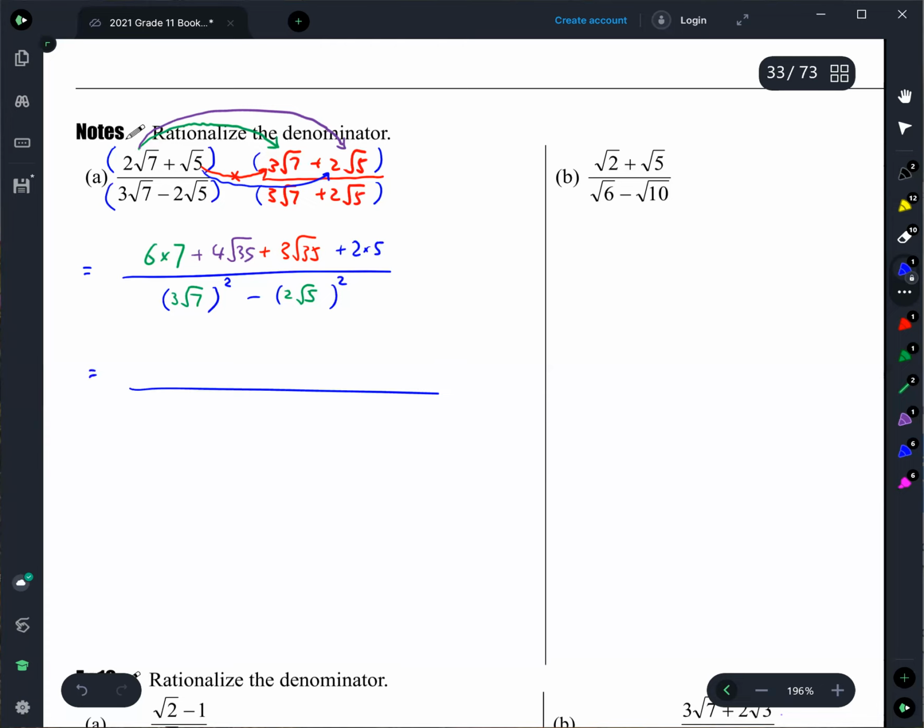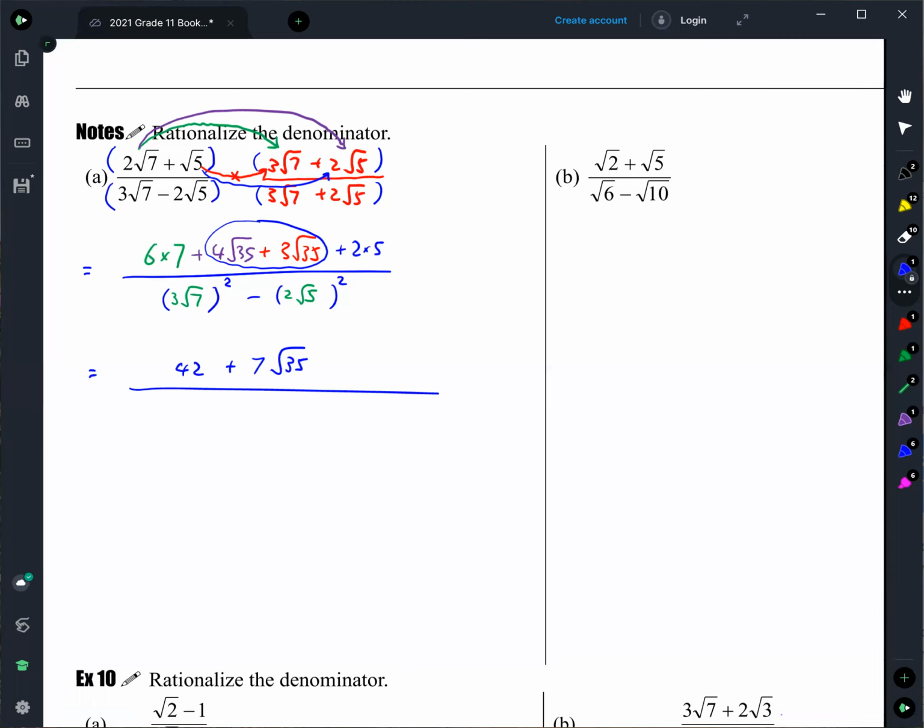All right. So let's simplify it more. So the top you get 42. 4 root 35 plus 3 root 35. Okay. What would that equal to, Tony? For the middle two terms? That'll be 7 root 35. Yes, very good. Okay, remember the 35 you cannot add together into 70. So it has to stay as 35. 2 times 5 is 10.